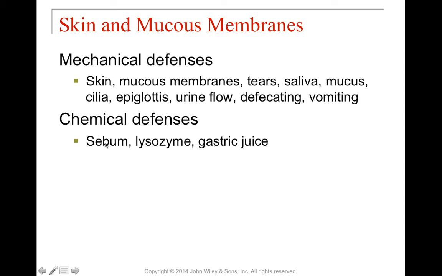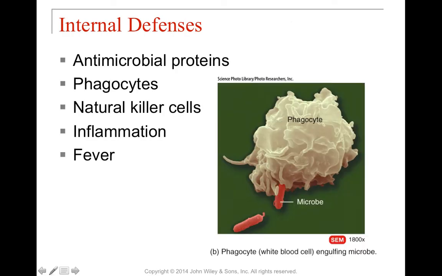Chemical defenses include anything that's going to be high or low pH, so gastric juice, also anything that's going to be enzymatic like lysozymes, sebum, etc. Some of our internal defenses include phagocytes, anything that's going to actually phagocytose foreign matter, like our macrophages and our dendritic cells. We also have natural killer cells.